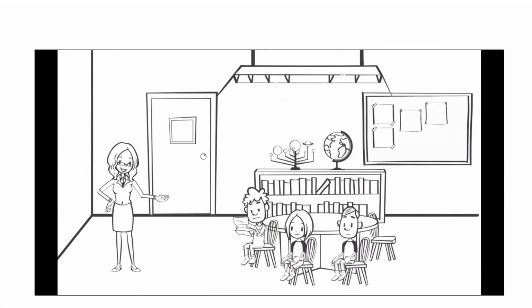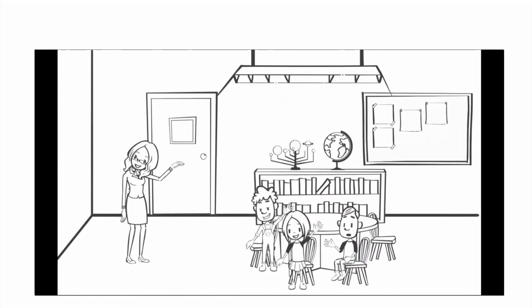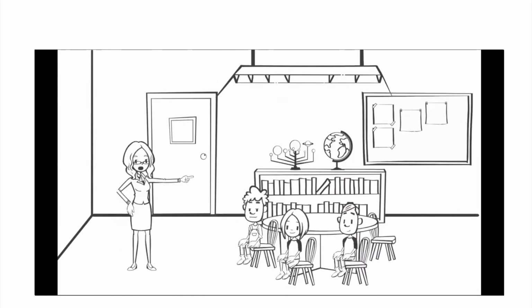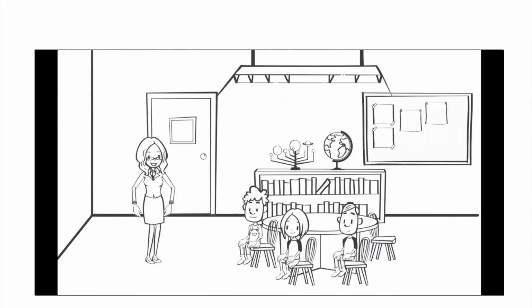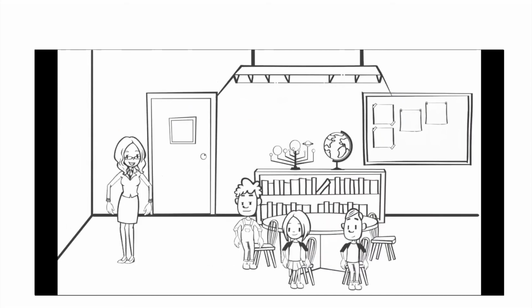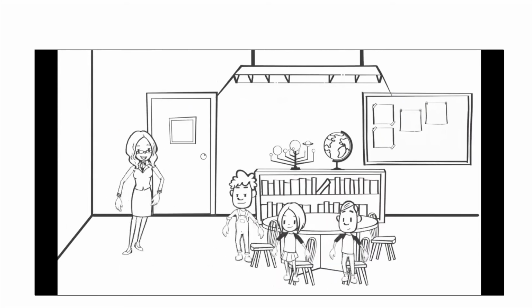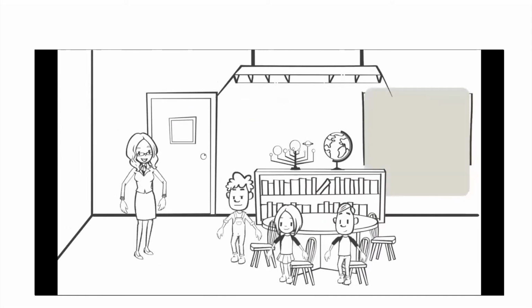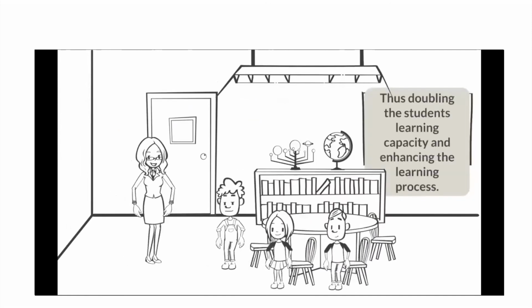As an example, teachers who use the TPR method of teaching would not only teach the students the word hand, but would also have them wave their hands while repeating the word. In a similar way, teachers would have students physically jump while learning the word for jump, or run while learning the word for run, thus doubling the students' learning capacity and enhancing the learning process.